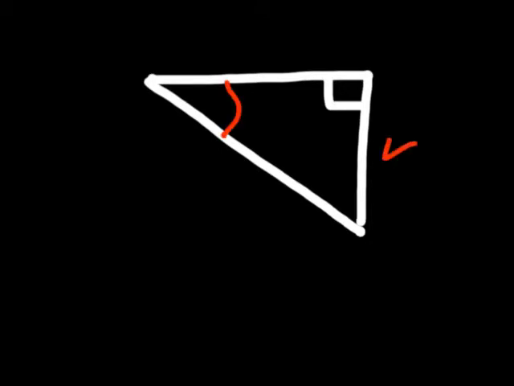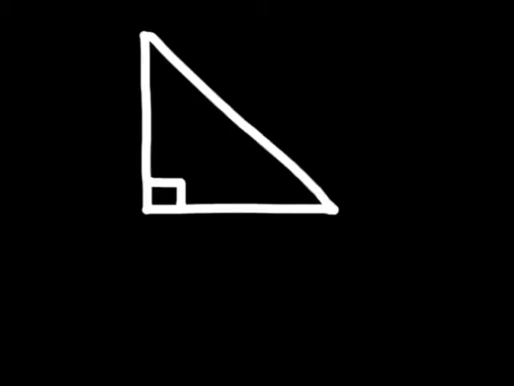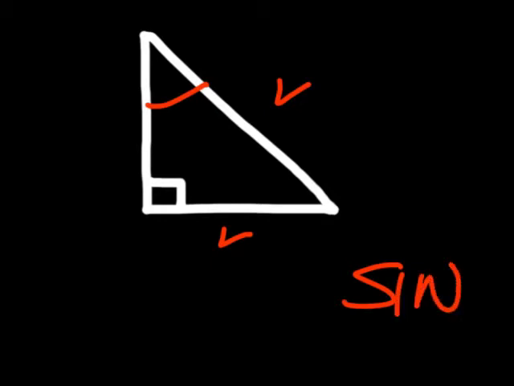What if I have this angle, this one, and this one? Tangent. That's because that's opposite and adjacent. And last one, this angle, this one, and this one. Sine. That is opposite and hypotenuse.